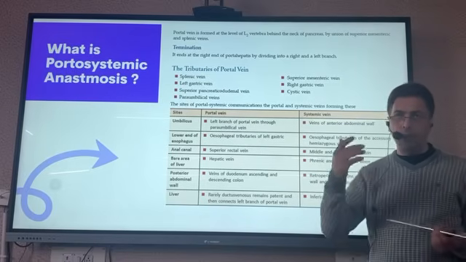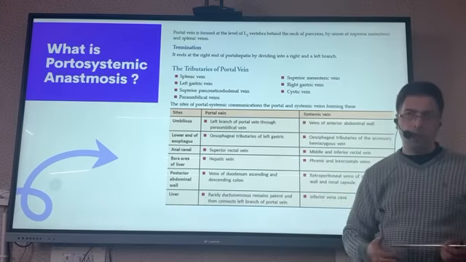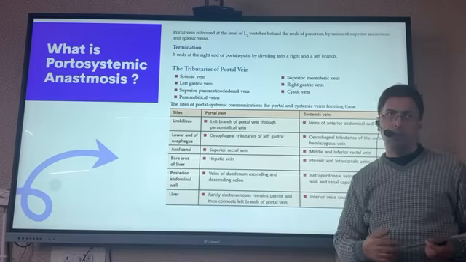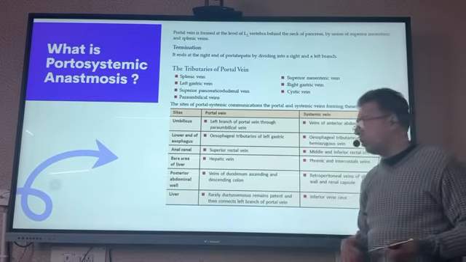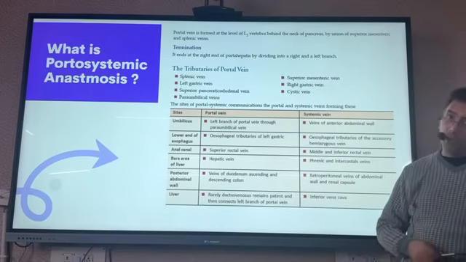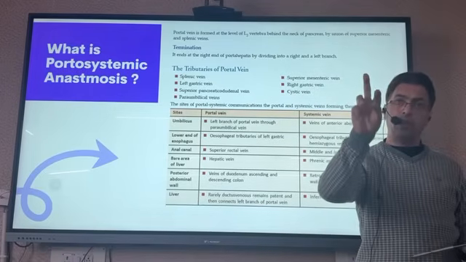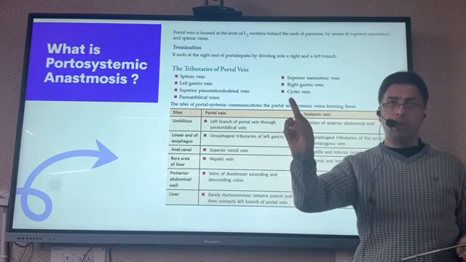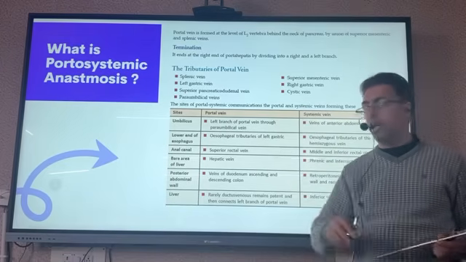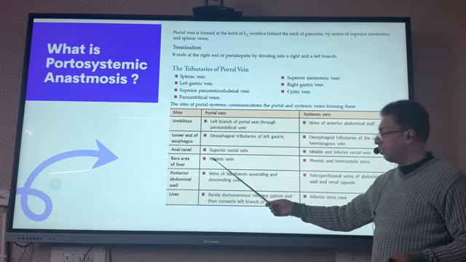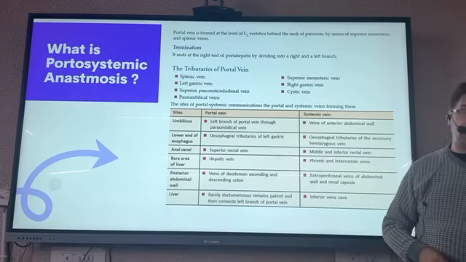peritoneum. They are the bare areas, and they are responsible for rapid local transmission of infections because they are not covered by peritoneum. Peritoneum is protective. So the importance of bare areas is twofold. One importance is negative, that they cause rapid spread of infections because of lack of peritoneum. But another important thing is that they are the sites of the portal system.